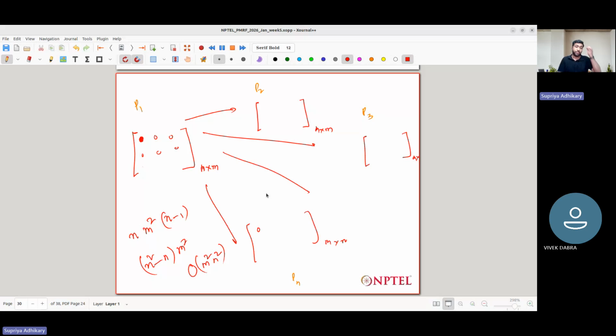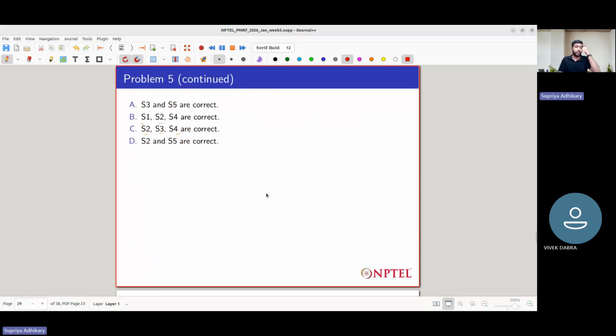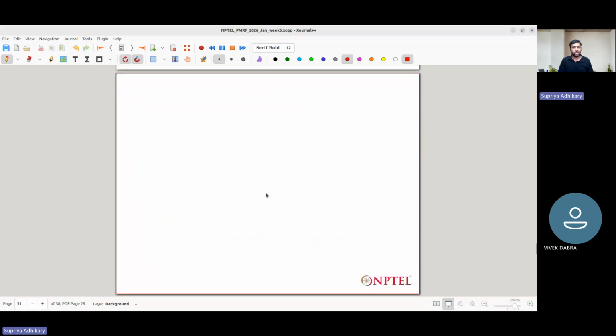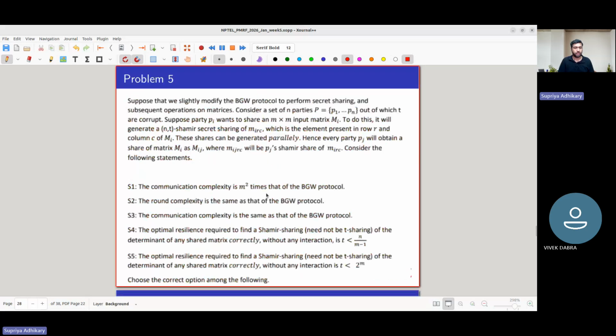Now it says, what about the BGW protocol? If we only use the BGW protocol, what would happen? This is basically the BGW protocol, but modified in the sense that in the BGW protocol we have only considered one single share corresponding to each party. Now, in this slightly modified version, each party, instead of having one single share, has a total matrix with m square many inputs.